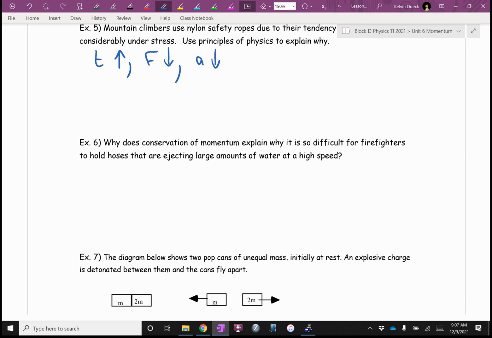What's coming out of the hose? More generically, in terms of a physics concept, what's coming out of the hose? I'm thinking about something that starts with the letter M. Mass. Does the mass have some velocity? Okay. So is the fire hose giving the water an impulse?